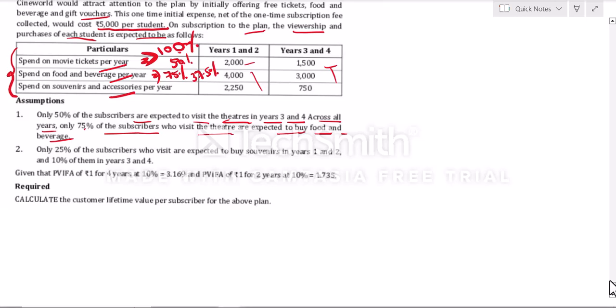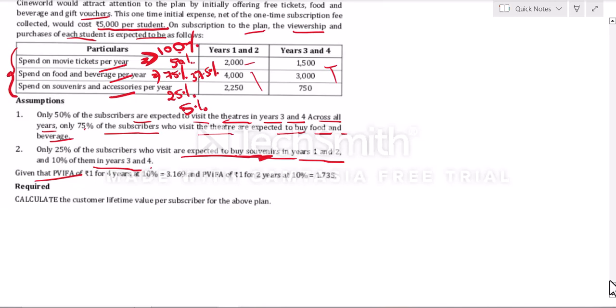Only 25% of subscribers who visited are expected to buy souvenirs in years 1 and 2, and 10% in years 3 and 4. It means in the first and second year 100% will come, and of that 25% will buy the souvenirs. And for the third and fourth years, 50% of 10%, so 5%. These are the percentages required.